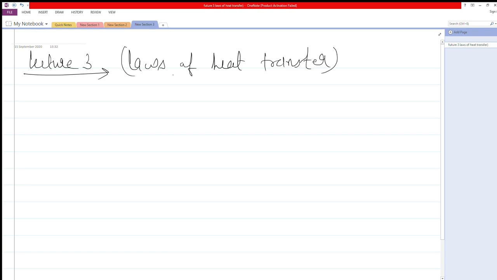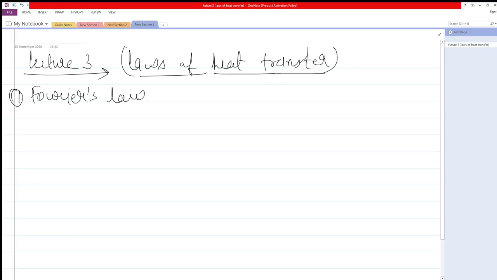Till now, we have seen the basics of conduction and convection. Now, we will be studying the laws that govern the process of conduction and convection in solids and between solids and fluids, respectively. The first law of heat transfer that we will study is Fourier's law of conduction.